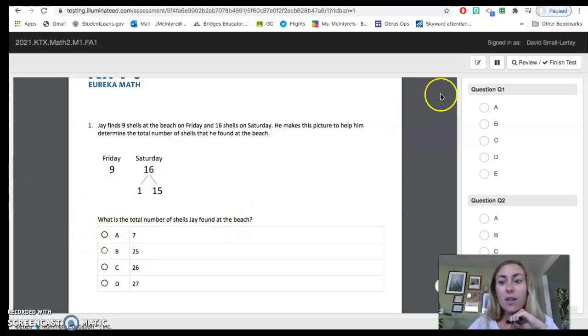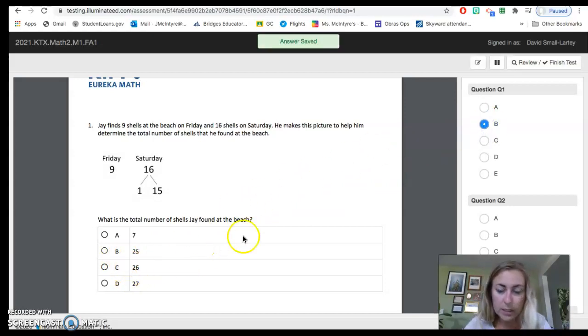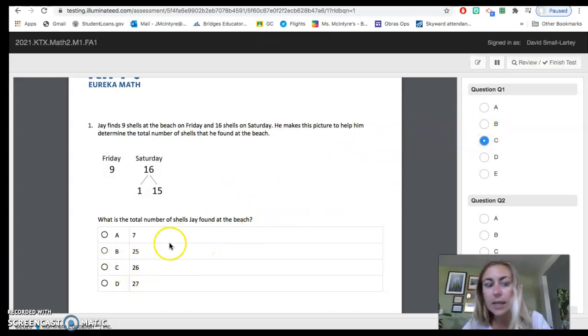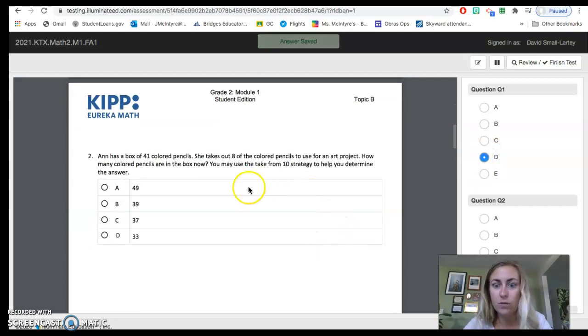If you think it's 7, then you're going to go over here to question A and click 7. Or rather, question 1 and click A. If you think it's 25, you're going to go over here to click B. If you think it's 26, you're going to click C. If you think it's 27, you're going to click D. And you wouldn't click E because there's no question for E.